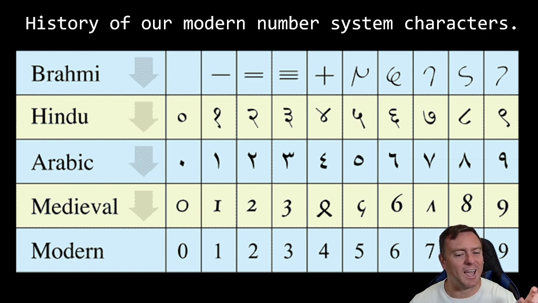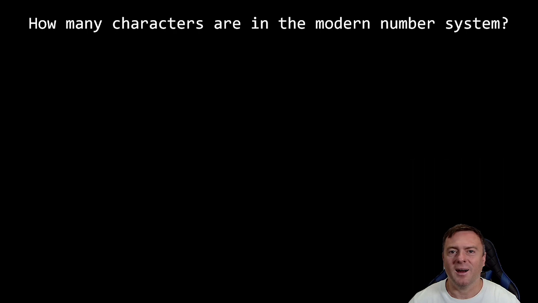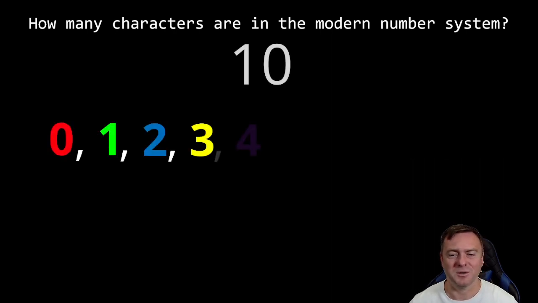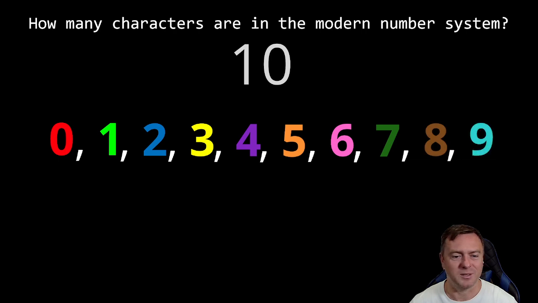So these are just characters that represent something. And that's the biggest thing that you need to think about. So how many characters are there in our modern number system? Well, there's 10. So we have 0, 1, 2, 3, 4, 5, 6, 7, 8, and then all the way up to 9. The question you should be asking is, why do we use groups of 10?